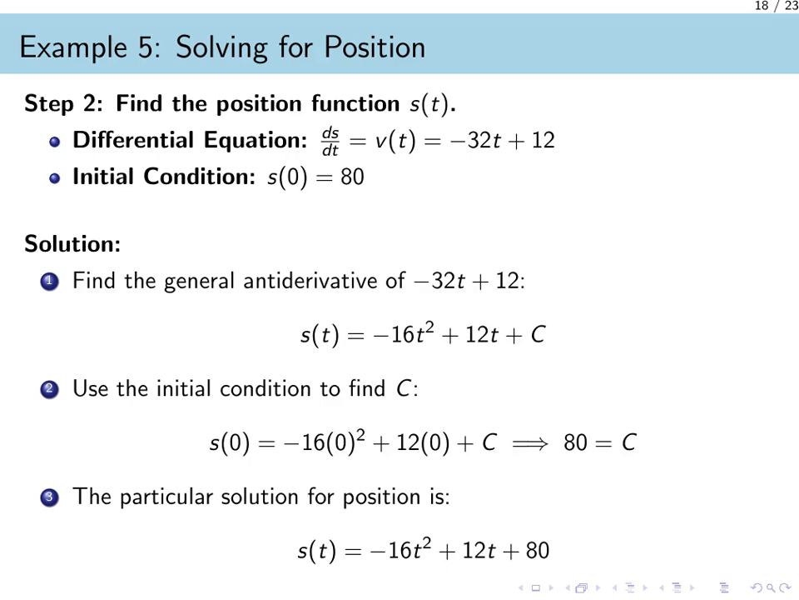To find this specific constant, we use our initial condition for position. The package was dropped from a height of 80 feet, so s of 0 equals 80. Plugging in t equals 0 makes the first two terms disappear, which shows that our constant c is simply 80. Therefore, the particular solution that gives the package's height at any time t is s of t equals negative 16t squared plus 12t plus 80.